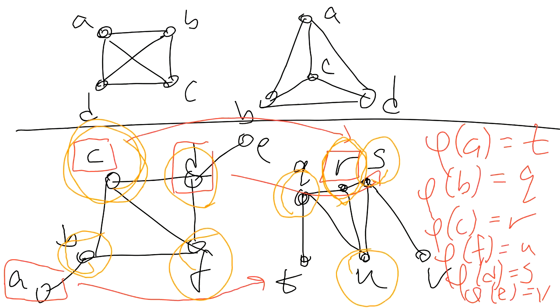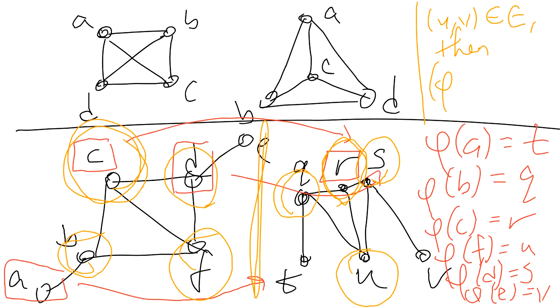So that means that if U and V were in edges of the leftmost graph, I'll call it E1, then the images of U and V are in the edges of the second graph, I'll call it E2. So everywhere there was an edge on the left-hand side, it gets turned into an edge on the right, and vice versa. Let's do one more example of this.